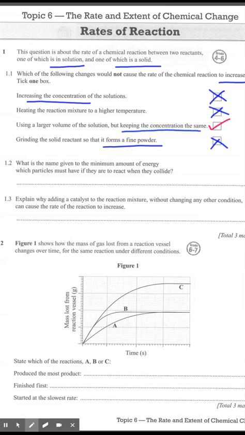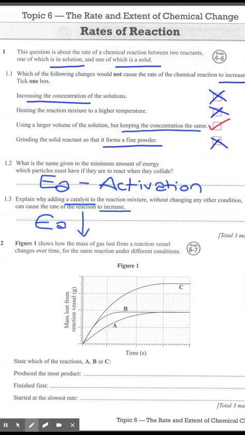And we see this on energy diagrams, where it's given the abbreviation EA, but its correct name is the activation energy. And the use of a catalyst in a reaction mixture, without changing anything else, also causes the rate of reaction to increase, because this allows the activation energy to be decreased. This decreasing of the activation energy allows a greater likelihood of particles, when they do collide, to have that activation energy, if that energy barrier has been reduced.